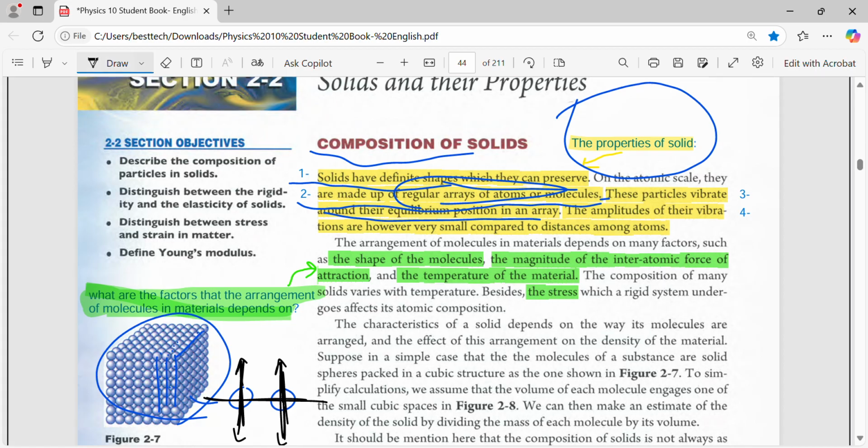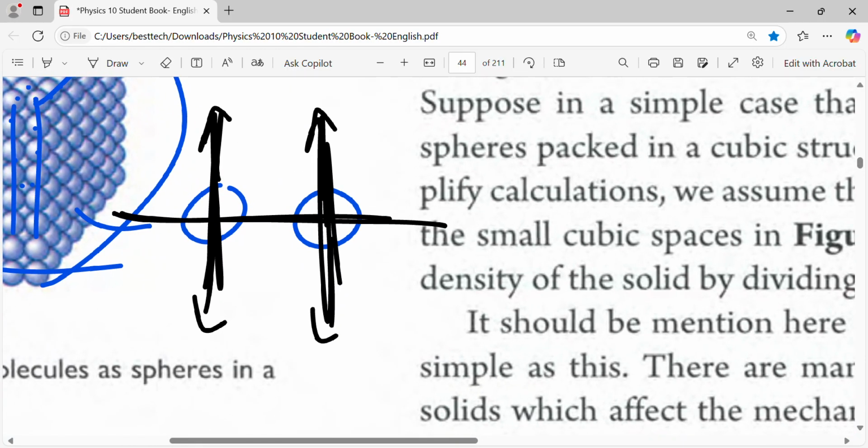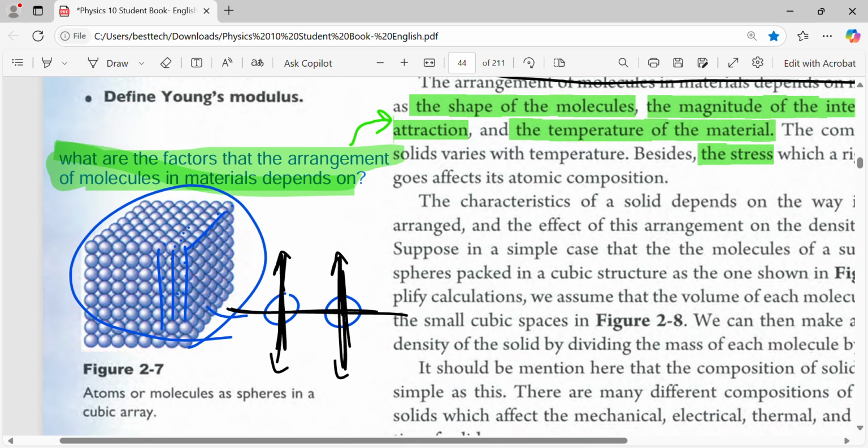Even it's written here, look: the amplitude of their vibrations is very small compared to the distance. It means you have vibration, but it is so small. We can't even compare it to the distance, because the distance between the molecules of the solid is so small. The vibration of the atom is so small, because, as I told you again, we are not giving them energy. If you give the molecules energy, they will vibrate very fast.